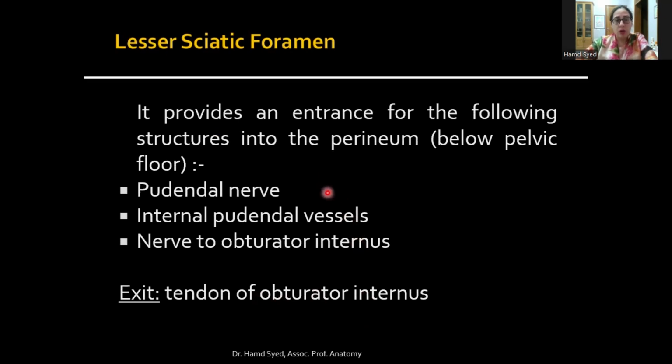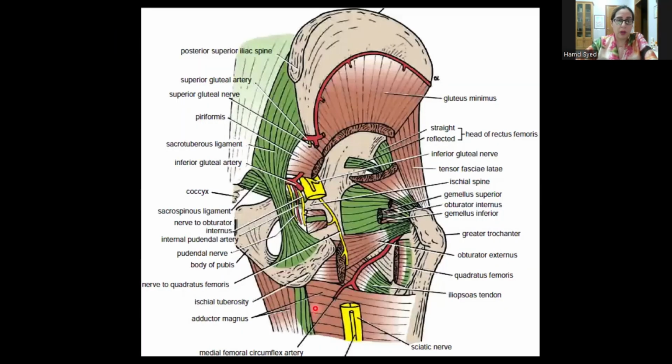So these three structures are entering the perineum through the lesser sciatic foramen, whereas the tendon of obturator internus is going to leave the perineum through the lesser sciatic foramen. So let's now look at the structures passing through here. In the lesser sciatic foramen, you can see the internal pudendal vessels and the pudendal nerve, as well as the nerve to obturator internus. So these are the structures which are passing through the lesser sciatic foramen, and here is also the tendon of the obturator internus.